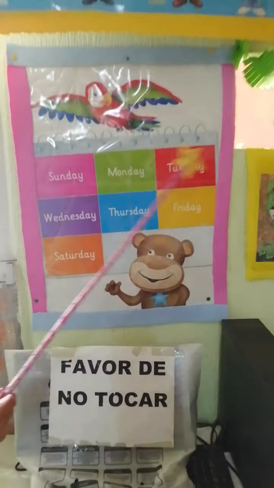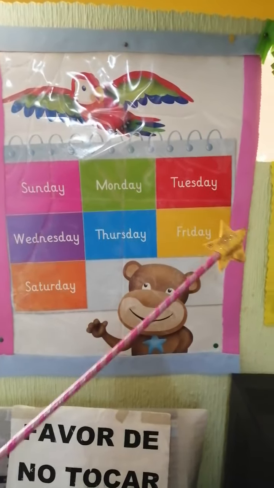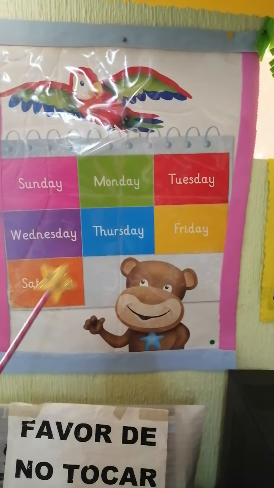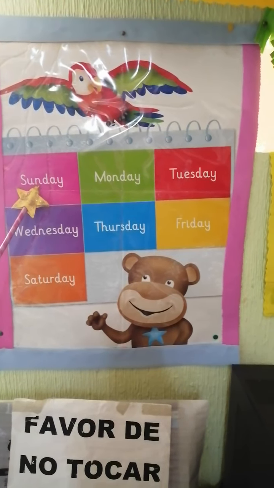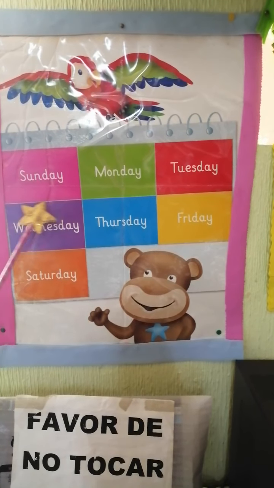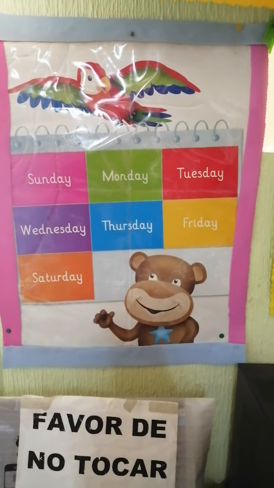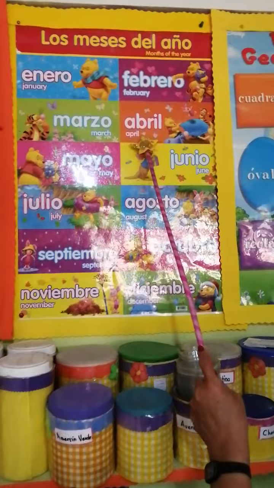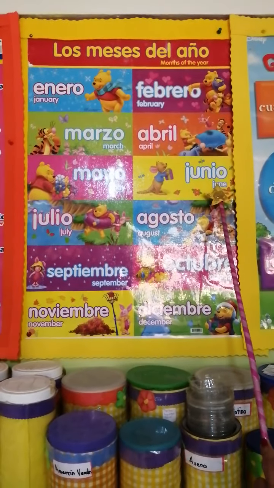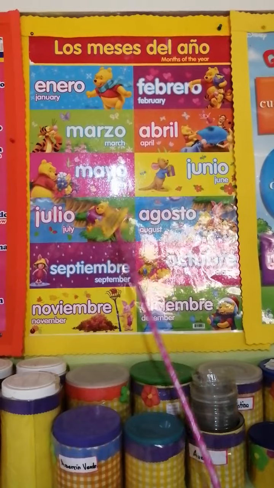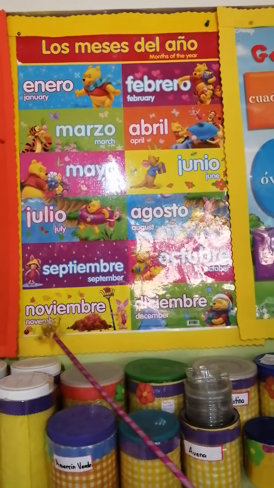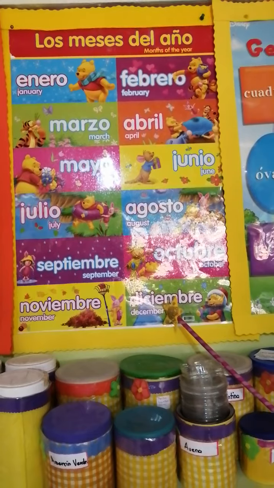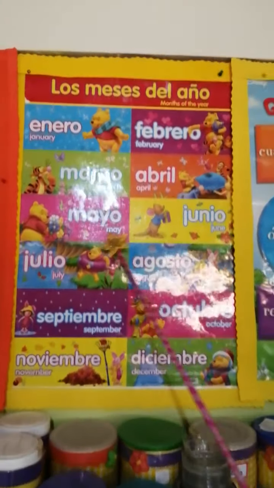Monday, Tuesday, Wednesday, Thursday, Friday, Saturday, and Sunday. What day is today, kids? Wednesday. Perfect. And we have here the months of the year as always. Everybody repeat. January, February, March, April, May, June, July, August, September, October, November, December. In what month are we? In May. Very good, kids.